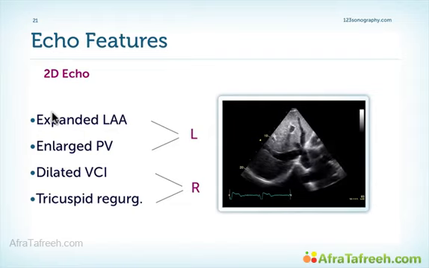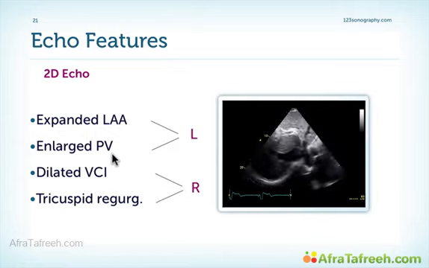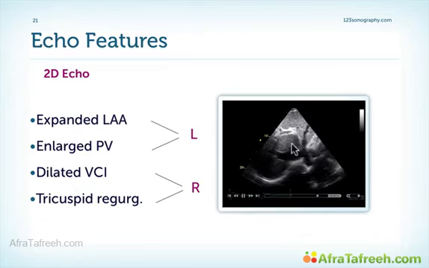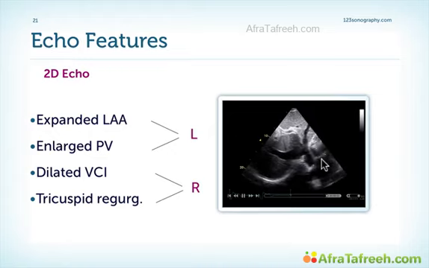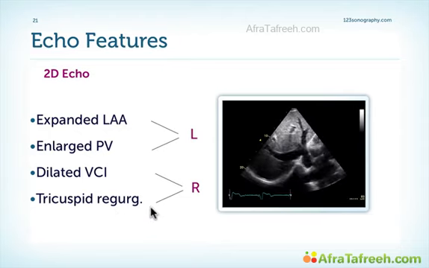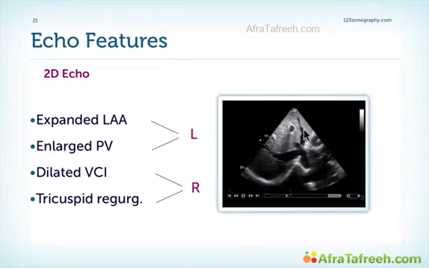Other findings which also denote elevated left atrial filling pressures are expanded left atrial appendages and enlargements of the pulmonic veins. On the right side of the heart, you will find a dilated vena cava inferior, as you can see in this example, which usually is caused by right heart involvement and elevated right atrial filling pressures. And very often you also find tricuspid regurgitation, which also contributes to a dilatation of the vena cava inferior.